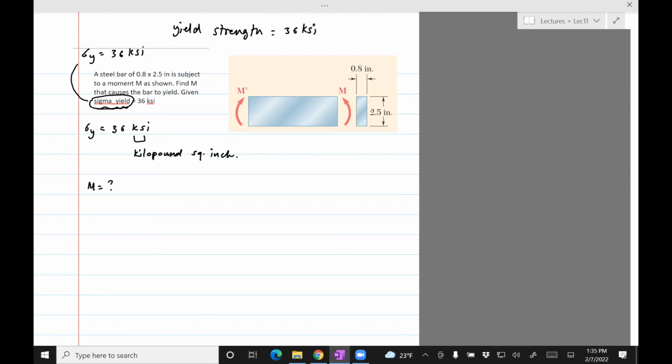Okay, so the question is, how is M related to sigma y in case of moment M? So the only equation we know so far is M divided by I equals E divided by R equals sigma divided by y.